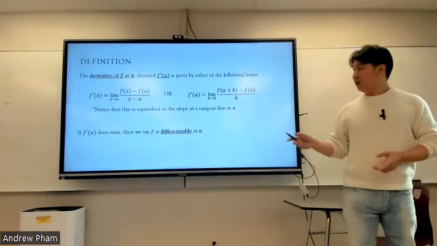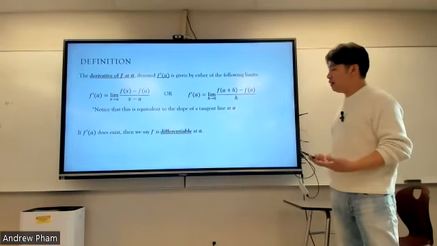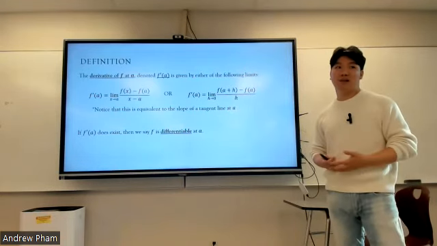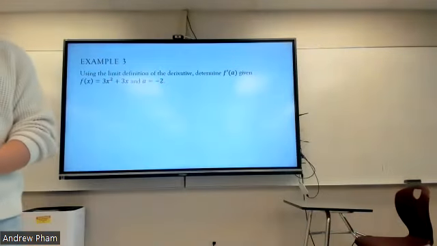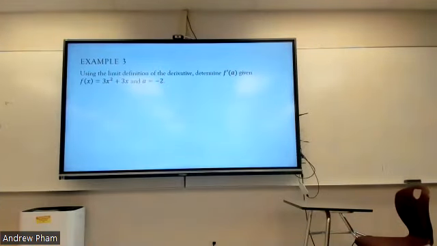All right, so we have this definition of derivative and the definition of differentiable. Let's go ahead and do an example. Example 3: using the limit definition of the derivative, give me f prime of a, that is the derivative of my function at a, if I know that my function is 3x squared plus 3x, and a is equal to -2. So I'm giving you the a value already.